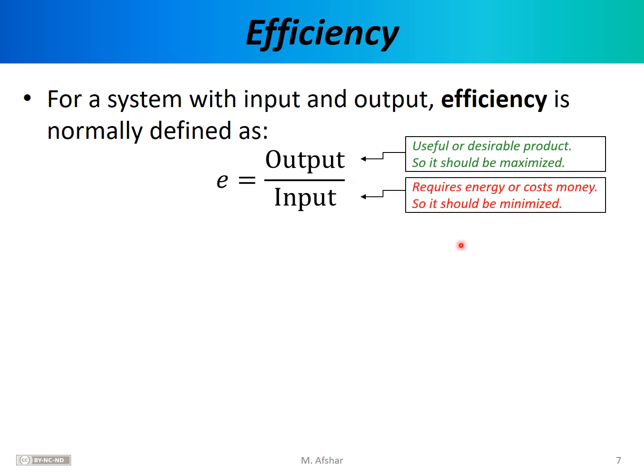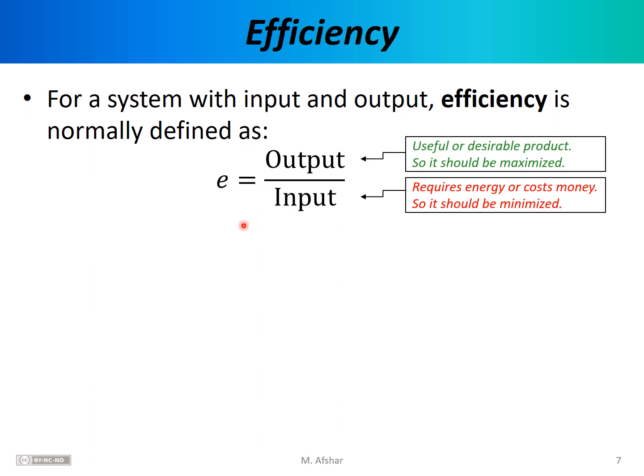The input in this context is the thing that needs to be minimized. It's the thing that costs energy or money. It's the thing that we would like to minimize as much as possible. So when we say something has high efficiency, what we're really saying is that the output, the good stuff, is a very large number, but the input is a very small number. On the other hand, when we say something has low efficiency, we're basically saying that the good output is a small number, but the costly input is a large number.